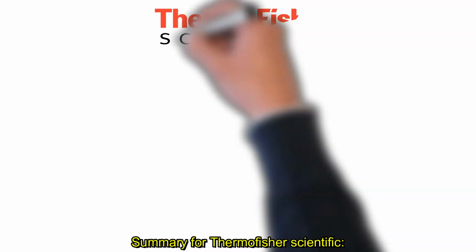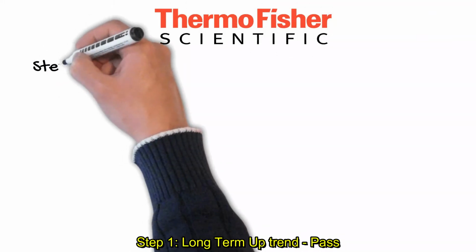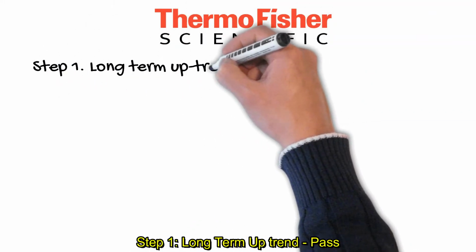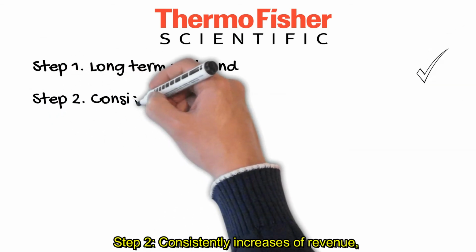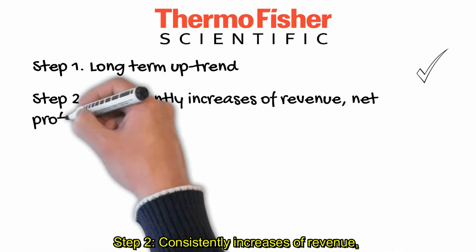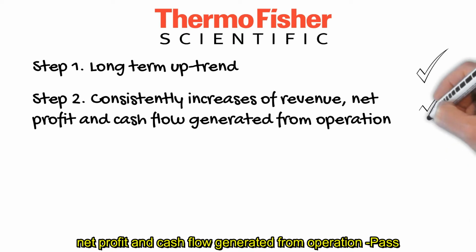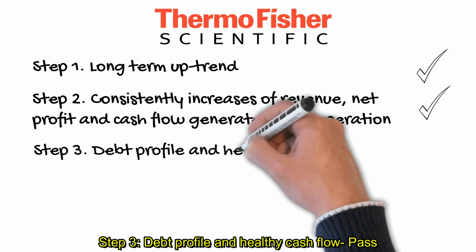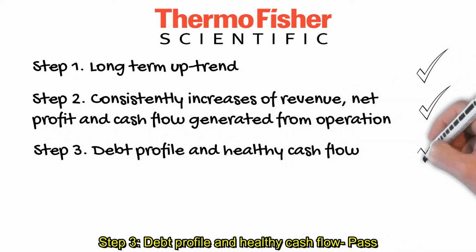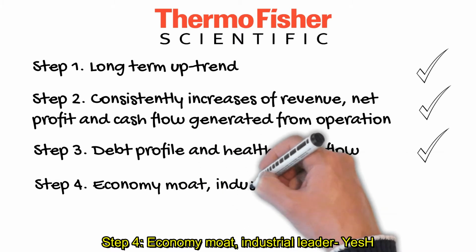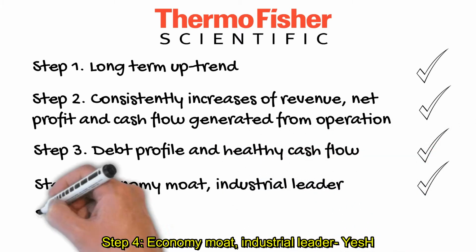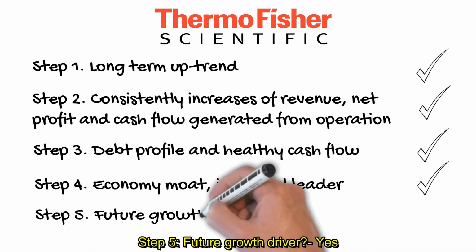Summary for Thermo Fisher Scientific. Step 1. Long-term uptrend. Pass. Step 2. Consistent increases of revenue, net profit, and cash flow generated from operation. Pass. Step 3. Debt profile and healthy cash flow. Pass. Step 4. Economic moat, industrial leader. Yes. Step 5. Future growth driver. Yes.